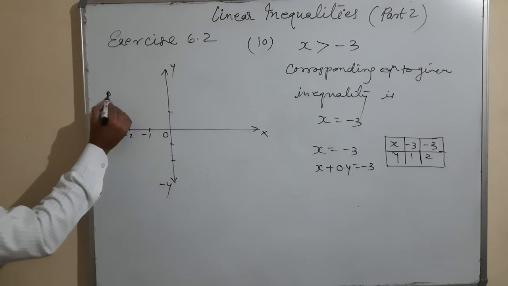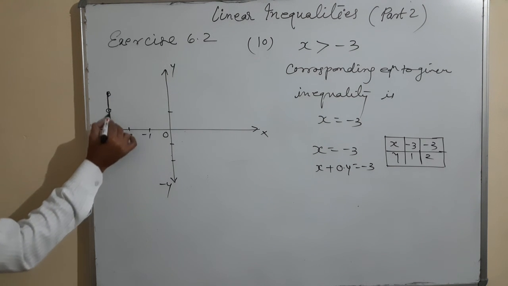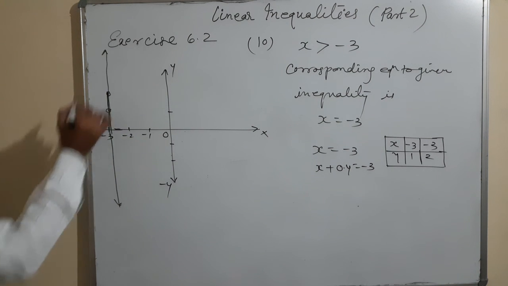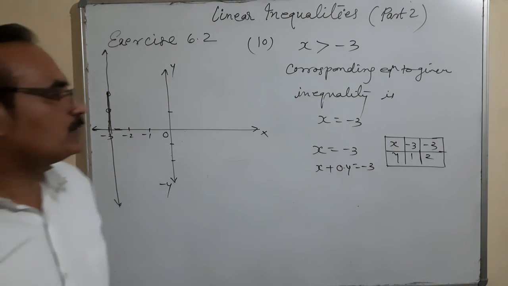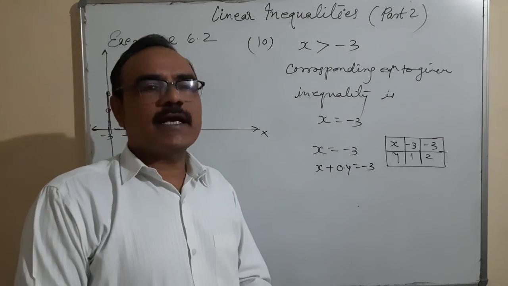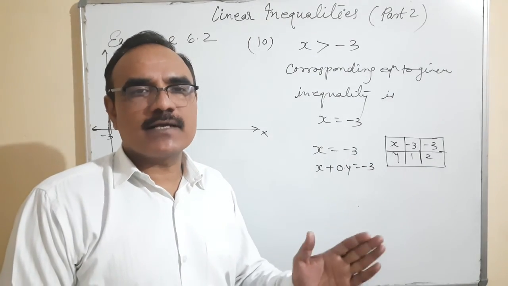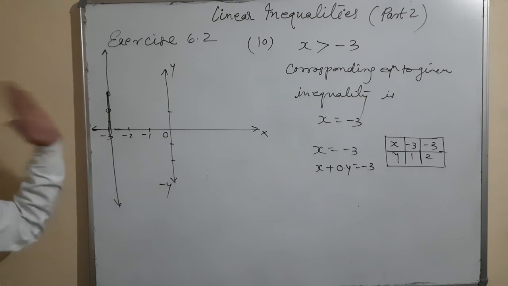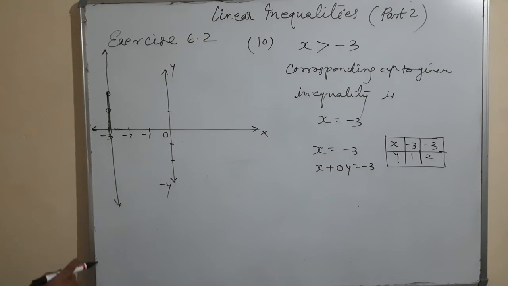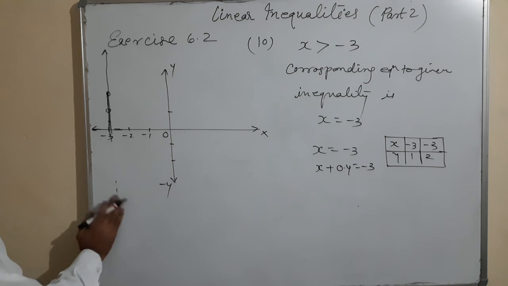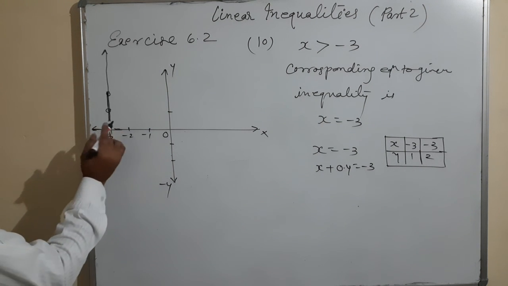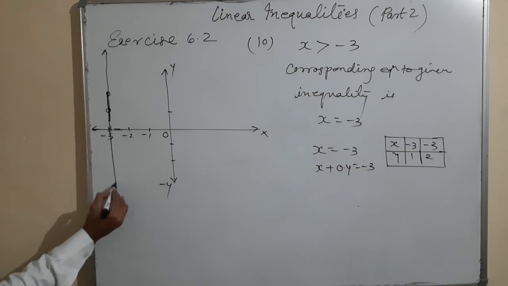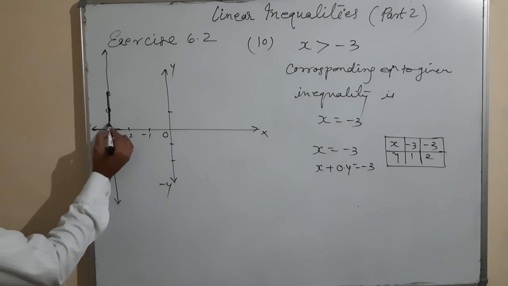What is the representation? Sorry. This is, and what did I tell you? If x is equal to minus 3, that means the line which is parallel to y-axis at a minus 3 distance. Parallel to y-axis at a minus 3 distance. Okay. So you will remember it also. Okay. Got it?